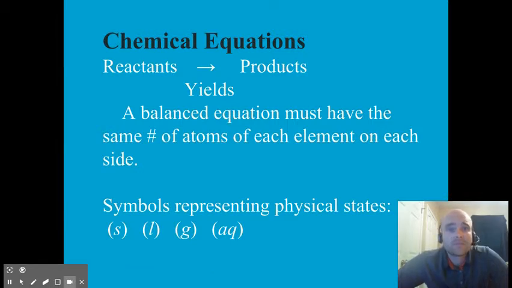Hey, it's Mr. Russell. Let's talk about chemical equations. Remember that the reactants are always going to be on the left side and the products are always going to be on the right. The arrow in the middle means yields.